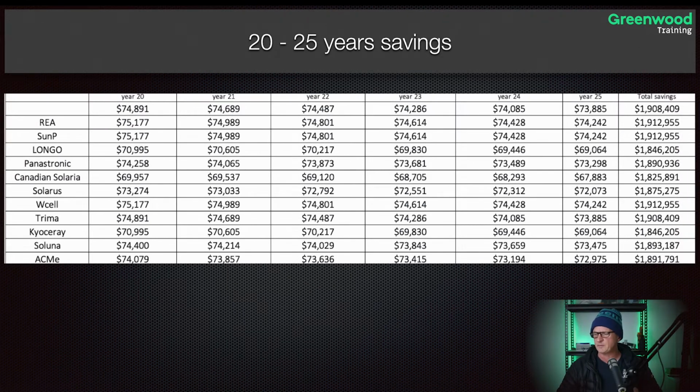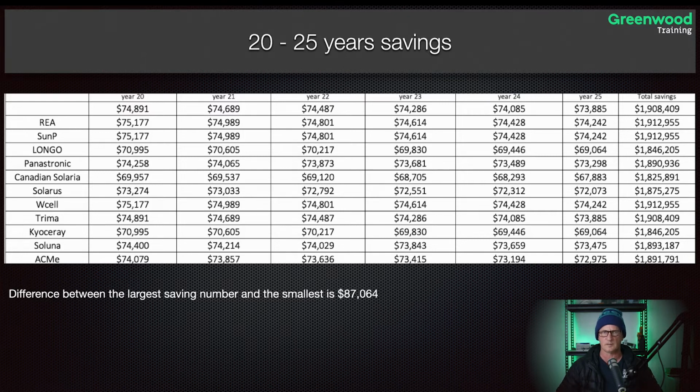In this particular table, we are looking at, again, panels all the way from RIA to ACME, and we are looking at the total savings. The panels that have the largest total savings are the RIA and the SunPower, and the Panastronic has the lowest, as you can see here. And the difference between the largest saving number and the smallest is a figure of $87,064. So we're talking dollars here.